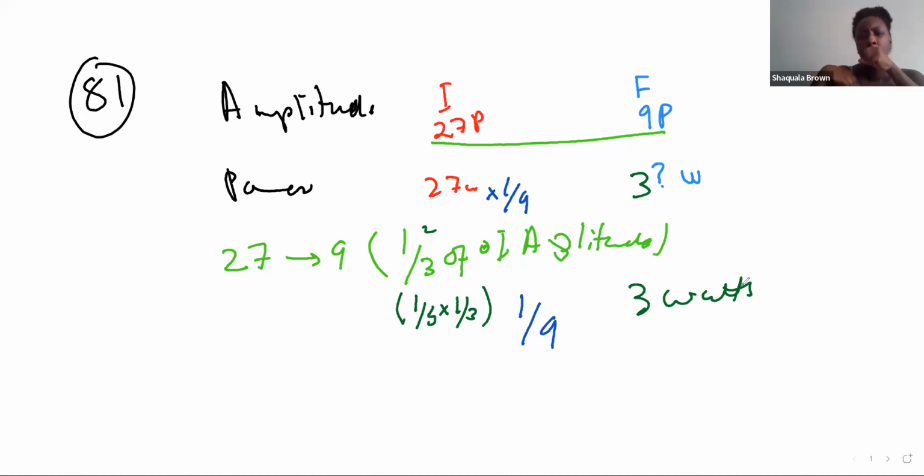I have a question. Yes, my dear. Can't we just divide 27 by 9 and get 3? Or no, we're not supposed to do that? No, because I can change the numbers.